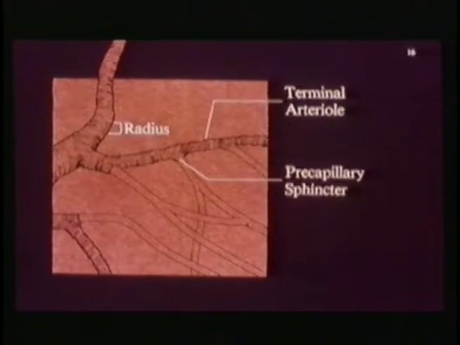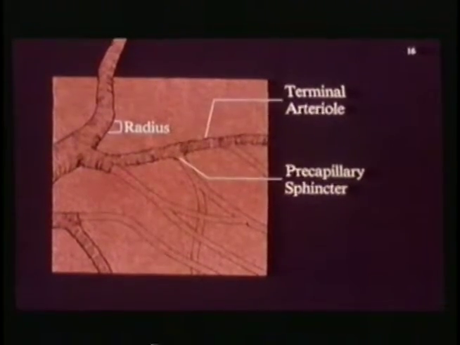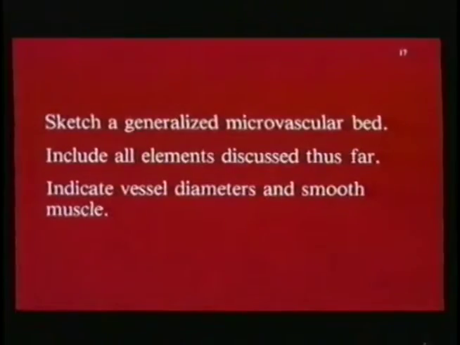16. Vessel radius is varied to control flow. Terminal arterioles are the most important vessels in flow control. In some tissues, flow to individual capillaries can be controlled by closing or opening the precapillary sphincter. 17. Make a sketch of a generalized microvascular bed. Indicate vessel diameters and the presence or absence of smooth muscle cells.